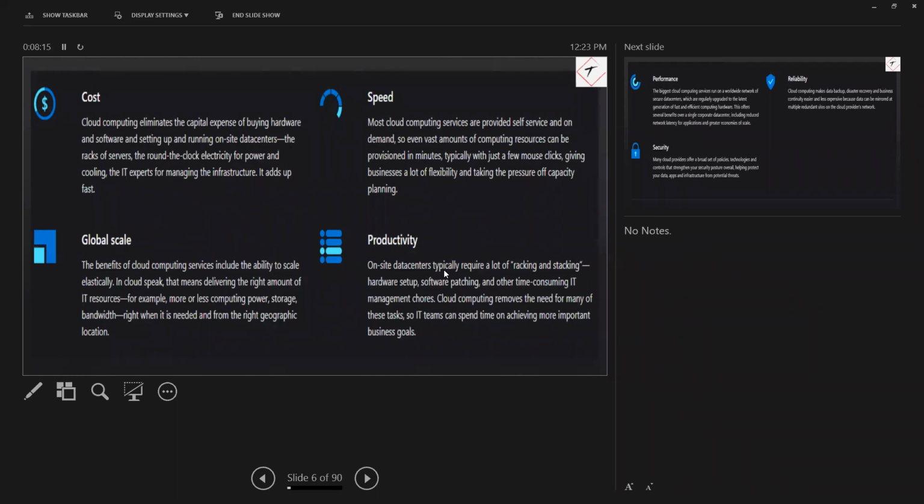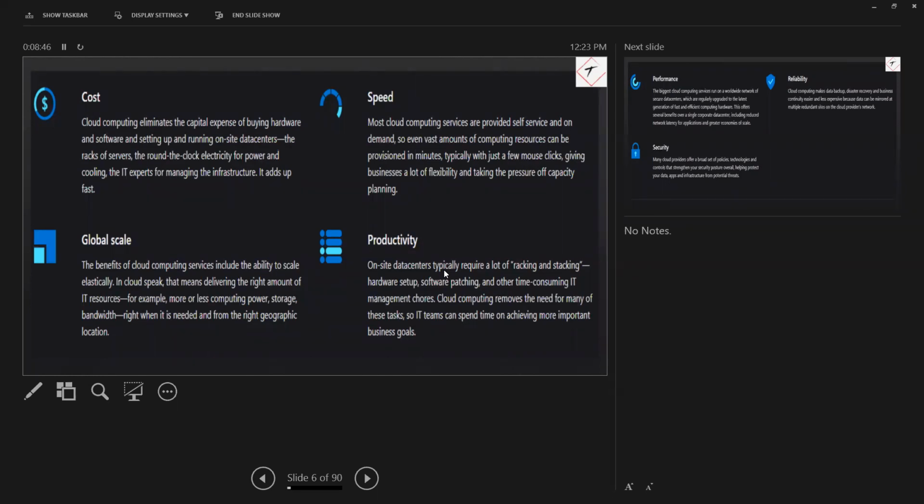Scaling is another key component here to look at. So that means you're delivering the right amount of IT resources. For example, the computing power, storage, bandwidth is there when it's needed. And when your business is global, you can see from where the traffic is coming, and you can move your resources accordingly to make it more efficient to work with.